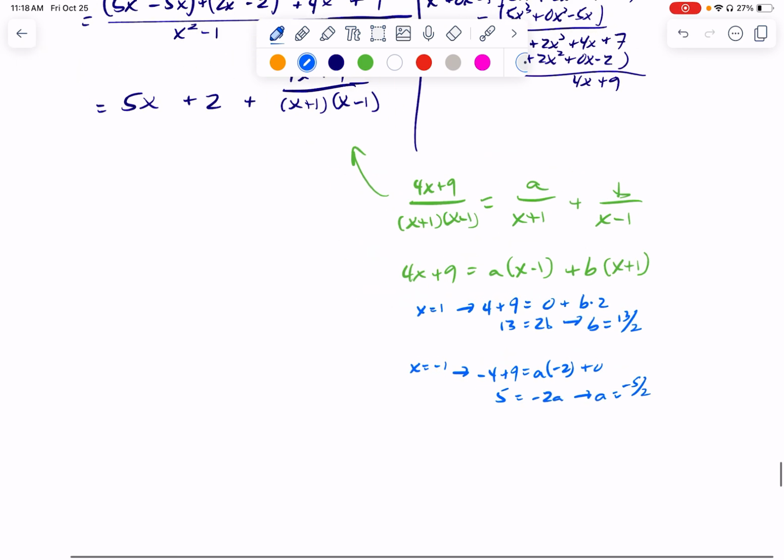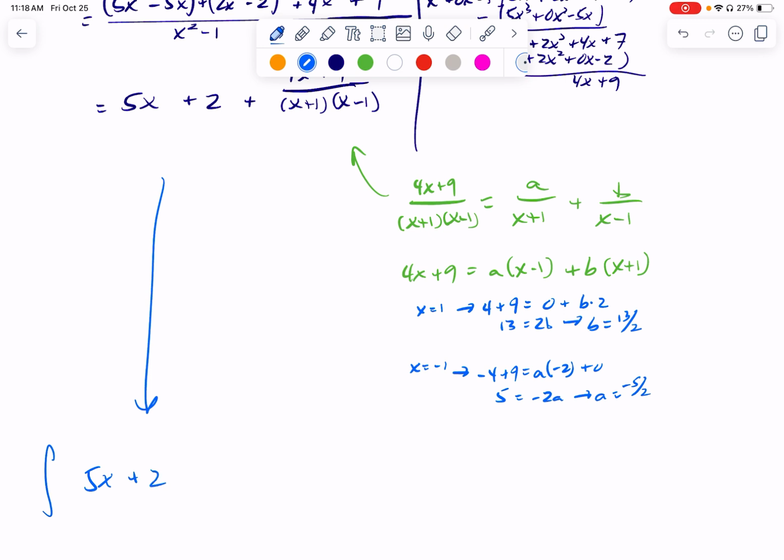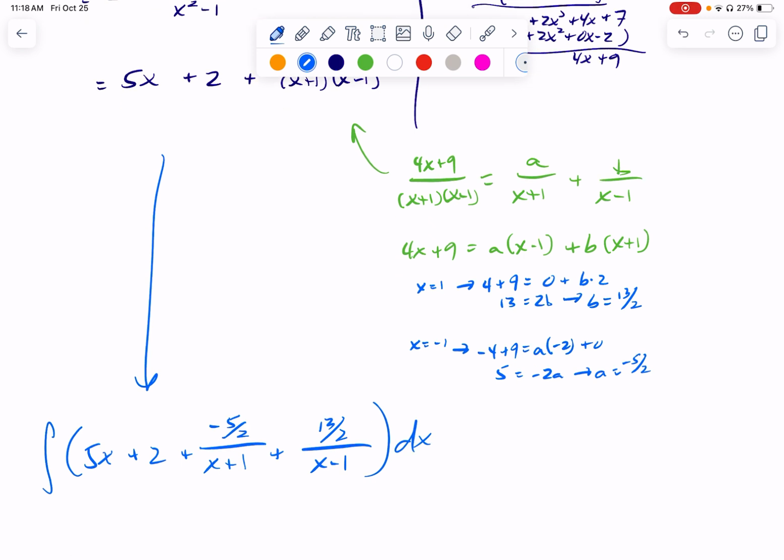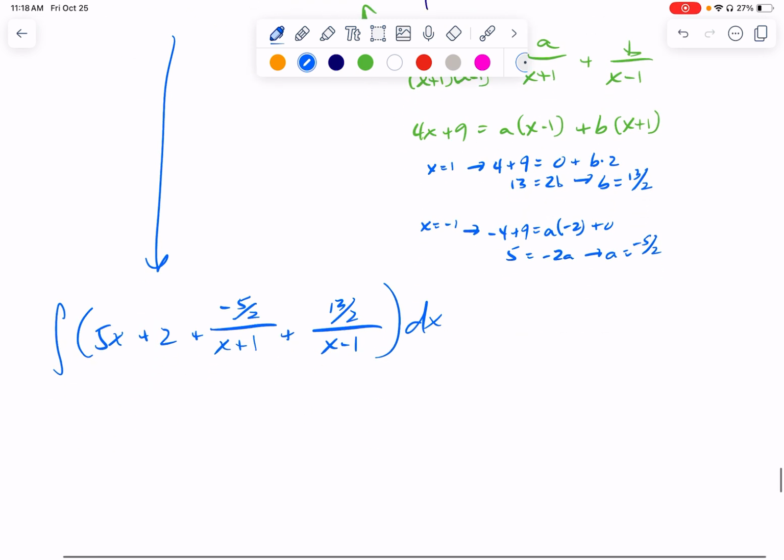So finally, we realize that the integral we're actually doing is 5x plus 2 plus negative 5 halves over x plus 1 plus 13 halves over x minus 1. This is where we remember that our motto throughout chapter 7 is that we're not learning that these are fast, and we're not learning that these are easy. We're learning that these are possible. So many functions really can be integrated if we know a lot of tricks and are patient.